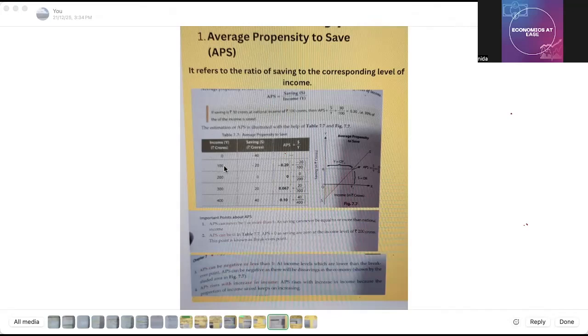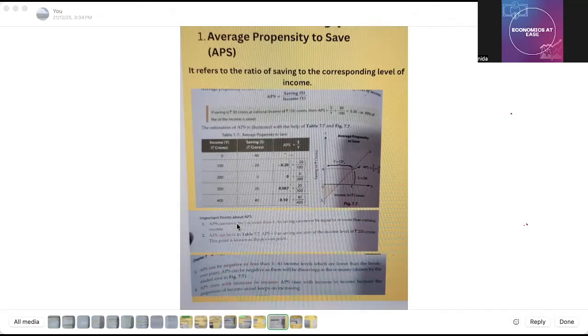For example here the income मैंने उतनी ही ली है, सेविंग मैंने आपको बता दिया था पहले नेगेटिव में होती है, -40, -20, and then after the break even point it starts to be a positive one, that is saving start हो जाती है, okay. So with the help of this relationship we can say that as the income increases APS also increases, okay. Then this is the same diagram, यहाँ पे दिखा रहे हैं average means हम कितना save कर रहे हैं to the corresponding level of income, okay.